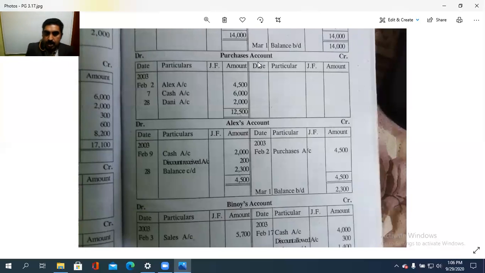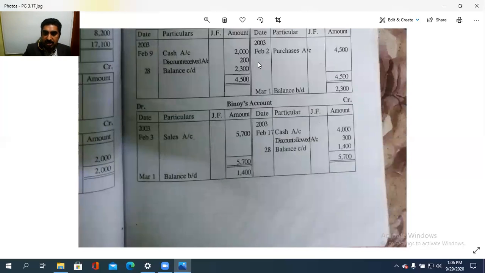Then next is Alex account. On the debit side, cash account debtor 2,000, and Alex account debtor to discount received account entry, so 200. Then on the credit side, purchase account debtor to Alex account, or credit purchase, so 4,500. The balance is 2,300, that is to be carried down and then brought down. Like the same, Binoy's account we need to prepare. In Binoy's account there is sales, isn't it? This is the opposite entry.